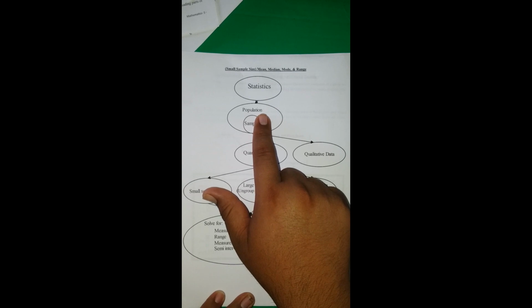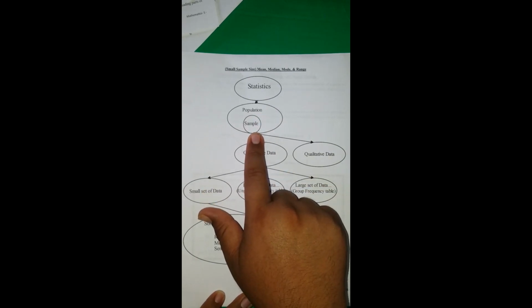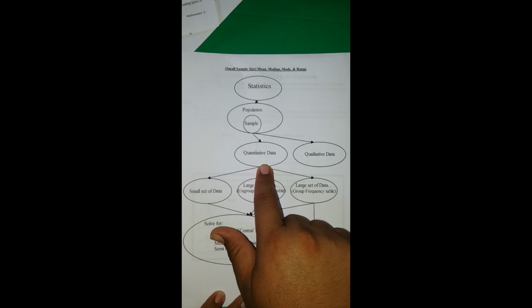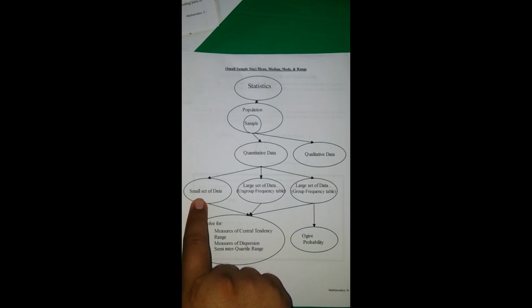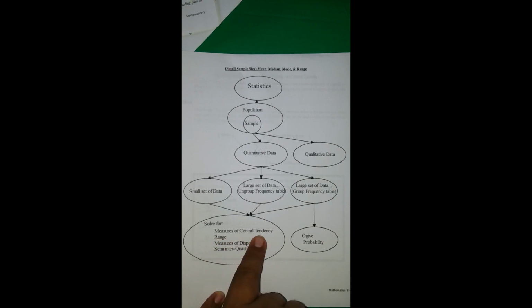We started off with identifying population, then taking out a sample, and then the sample is either divided into quantitative data and qualitative data, which is where we are at this point. We're going to be moving on to solving small sample size, finding the three measures of central tendency, the range, the measures of dispersion, semi-interquartile range, and so on.